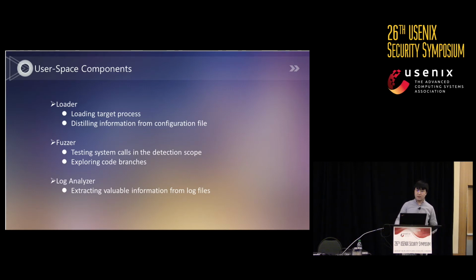The fuzzer is responsible for testing the system calls in a configuration file. It's for code branch by adjusting the corresponding parameters. The last component is the log analyzer. It's used for post-analyzing the potential vulnerabilities to log files.